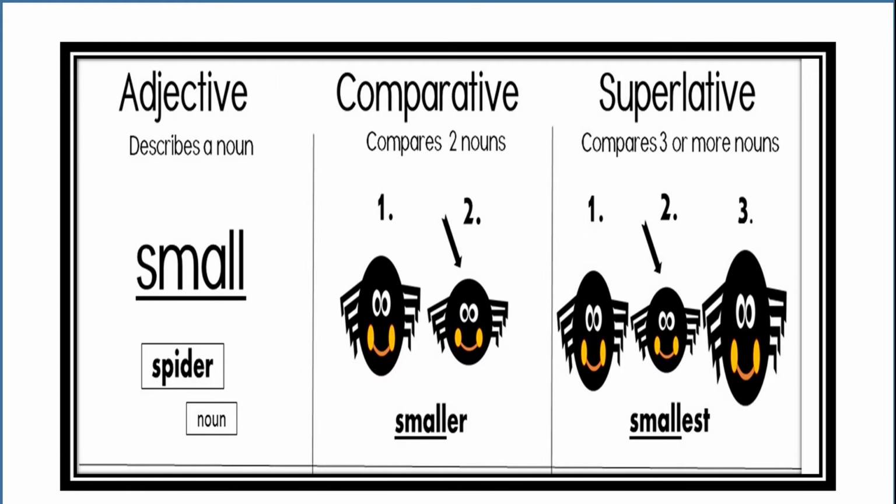As shown in this chart, an adjective describes a noun. A comparative adjective compares two nouns, and a superlative adjective compares three or more nouns.